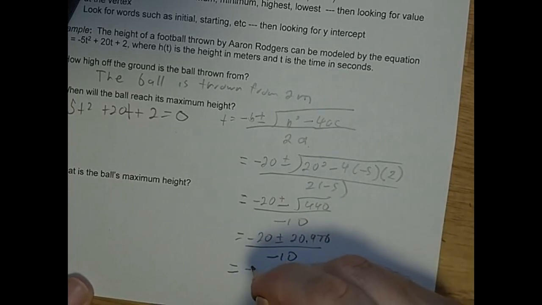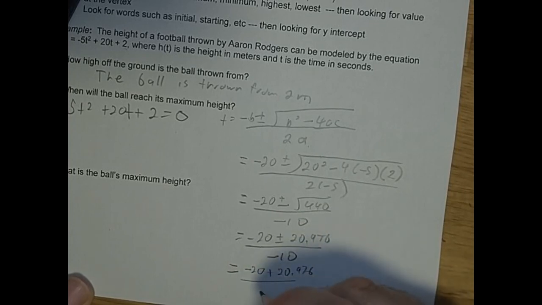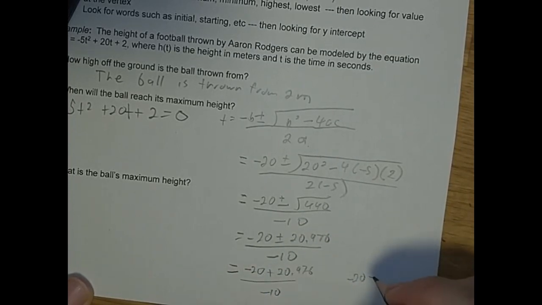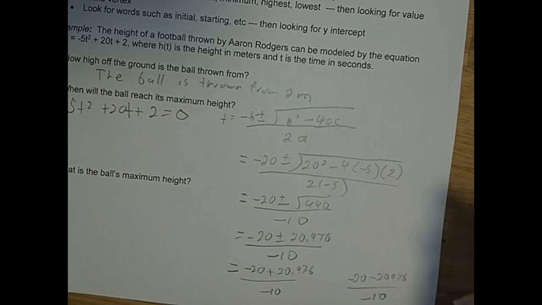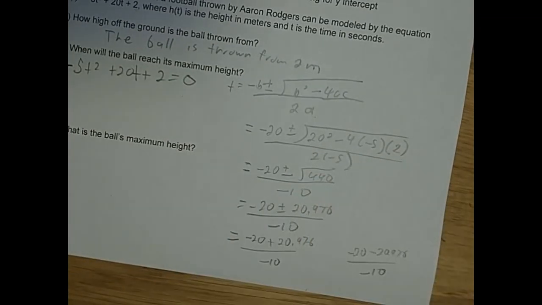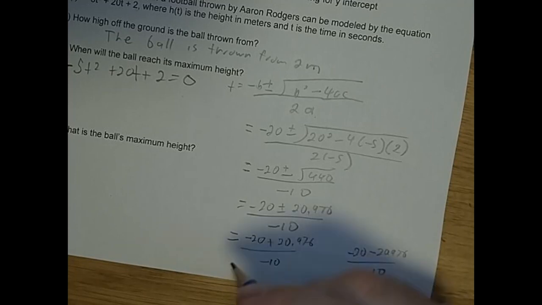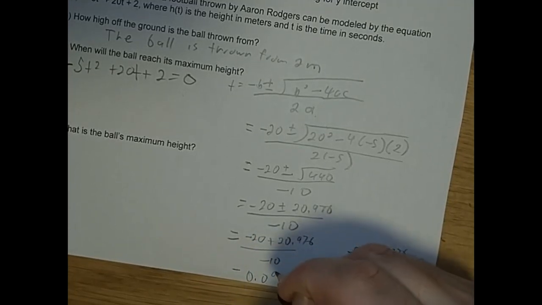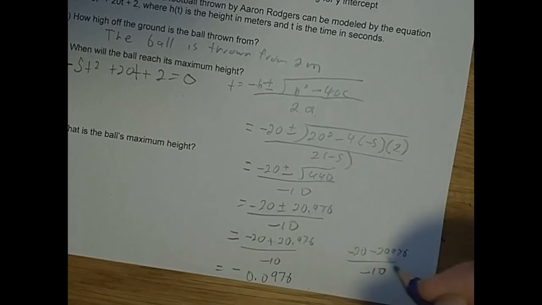And let's get the two answers. Negative 20 plus 20.976, all over negative 10. And then you get negative 20 minus 20.976, all over negative 10. And I'll put that in the calculator. And I get 0.976 divided by negative 10, negative 0.0976. And for the other one, negative 20 minus 20.976.